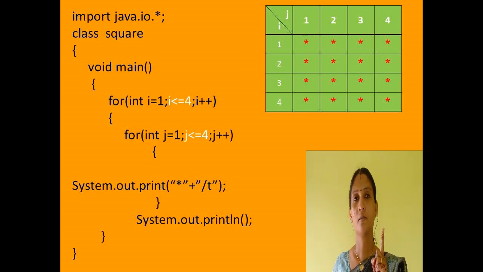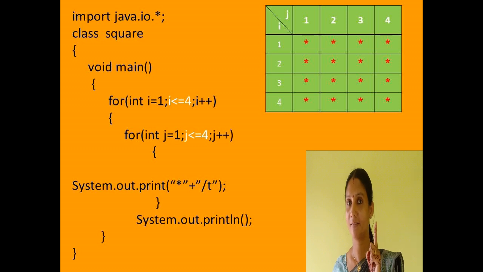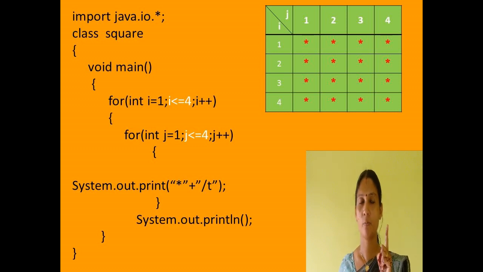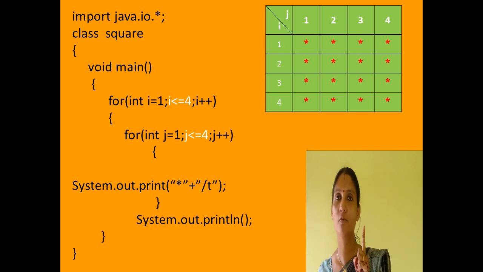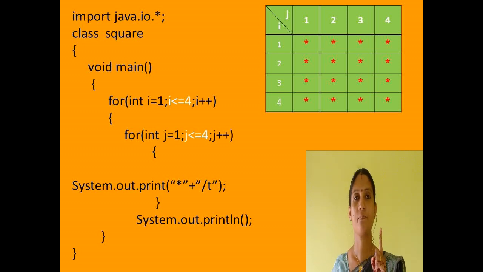Then j is equal to 2. That time the value of i is equal to 1. 1 2. It will again print a star. Then 1 3. Then it will print one more star. 1 4. That means in the first row you will get 4 stars. After finishing this, after meeting the limit, it will go out.